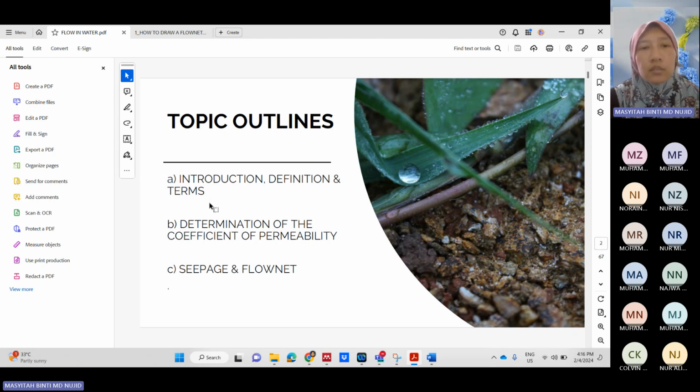So these are the topic outlines: introduction, definitions and terms, determination of the coefficient of permeability, seepage and flow net. Seepage and flow net sounds a bit different because you have never learned it before. So it's a bit difficult, but never mind. We will have a hands-on exercise after Raya. So when you come back in the first week of Raya, my expectation is that you already have graph paper and a set of pencil case for you to draw the flow net.